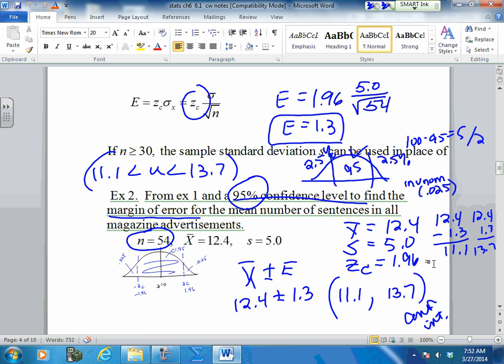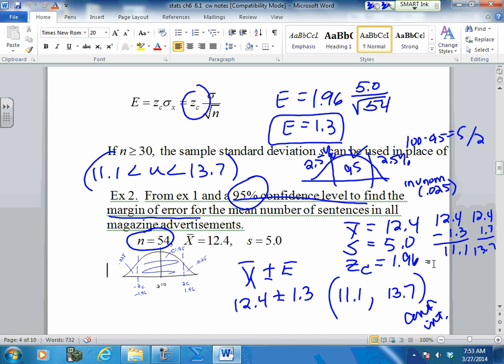Now, here's the thing. You want to be 95% confident that your population mean, these were sentences for advertisements, once you figure out the mean sentences for your advertisements for the population, is going to fall between 11.1 sentences and 13.7 sentences for their advertisements. Okay? Does that make sense? You want to be 95% confident that the population mean is going to fall here.